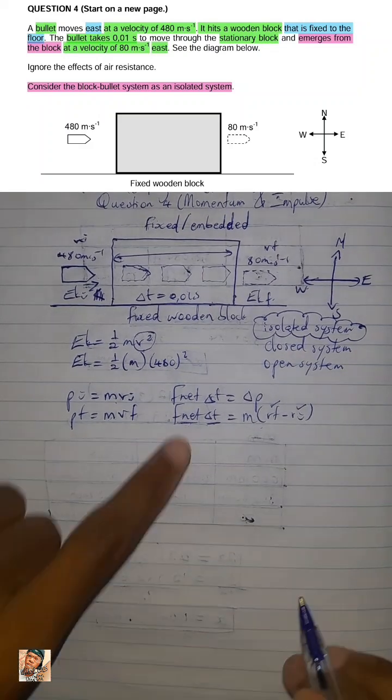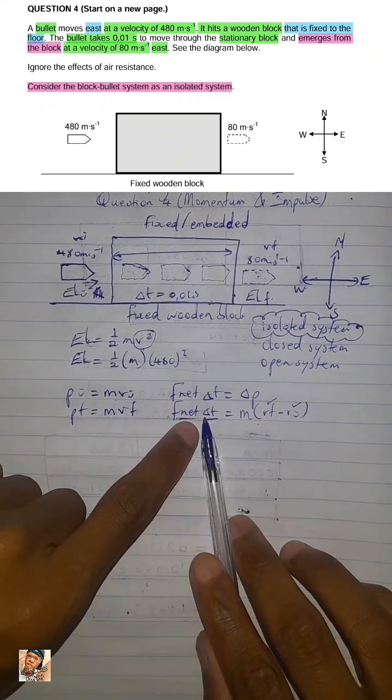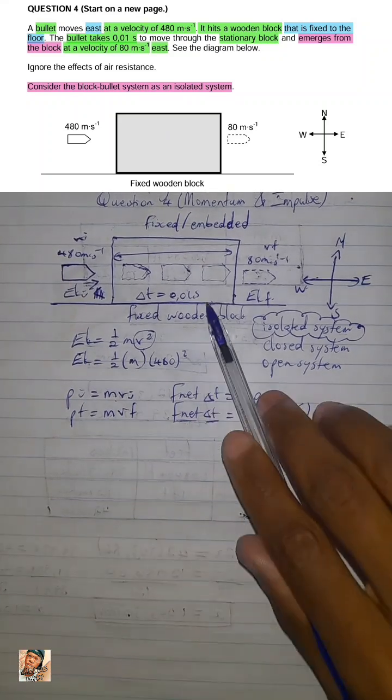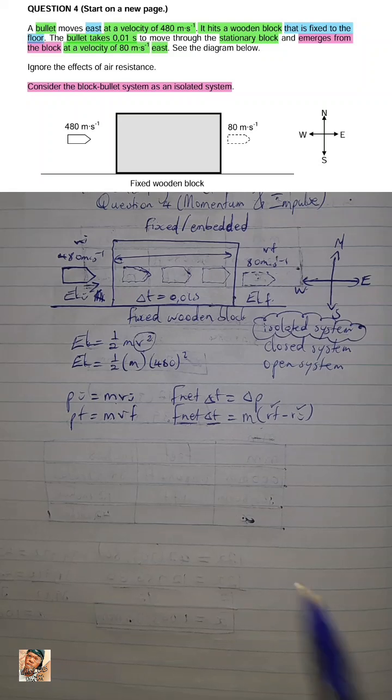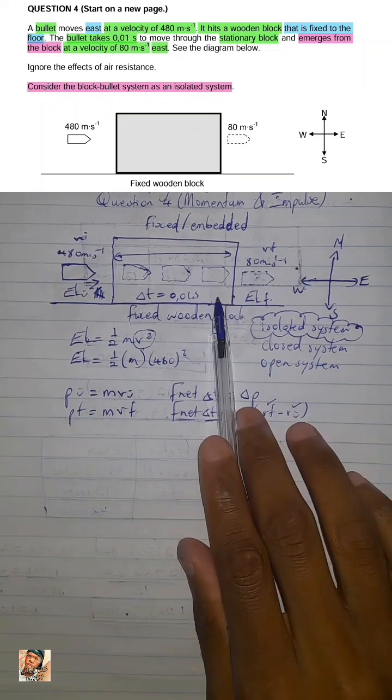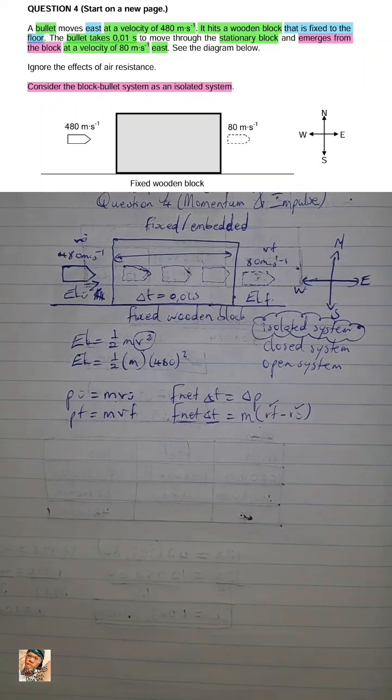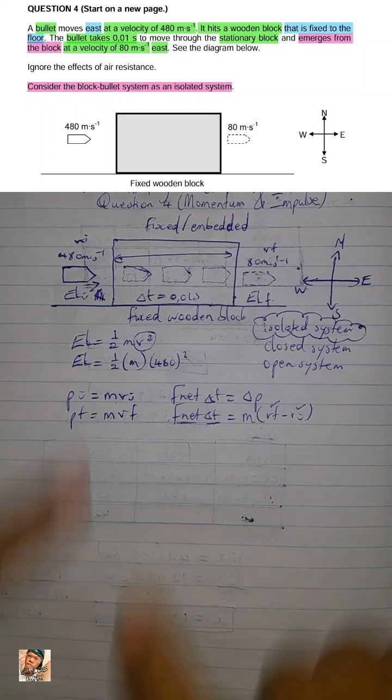By the way, the impulse that the bullet is going to exert on the block is going to be the same in magnitude, but in opposite direction, as the impulse that the block is going to exert on the bullet. So that means we're going to apply Newton's third law in this scenario.